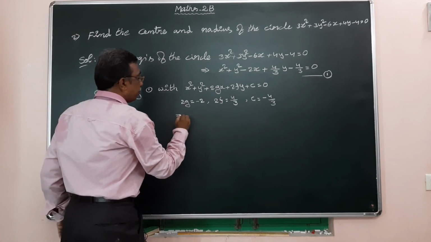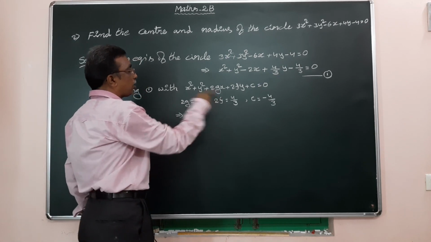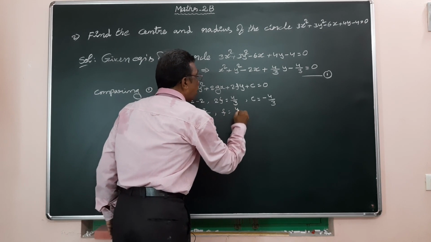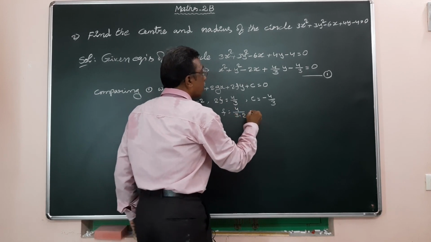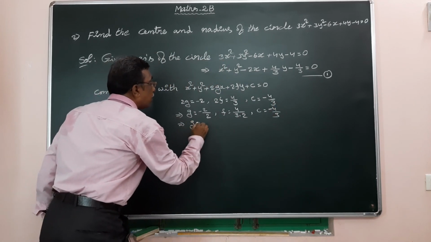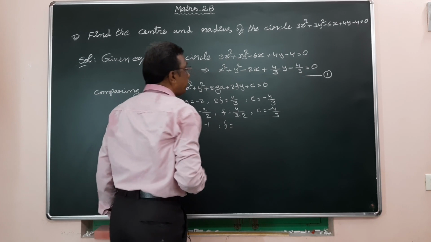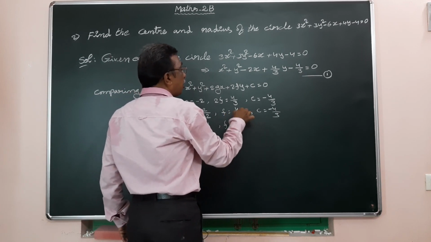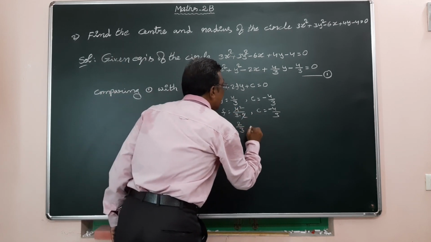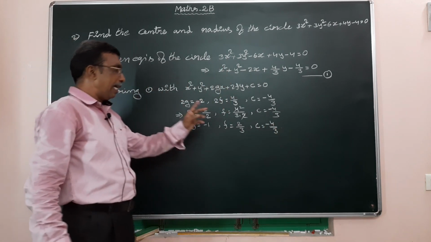Now that implies g equal to minus 2 by 2, so 2 cancels one time, g equal to minus 1. f equal to 4 by 3 into 2, this 2 is cancelled, so f equal to 2 by 3. c equal to minus 4 by 3. The g, f, c values are there.